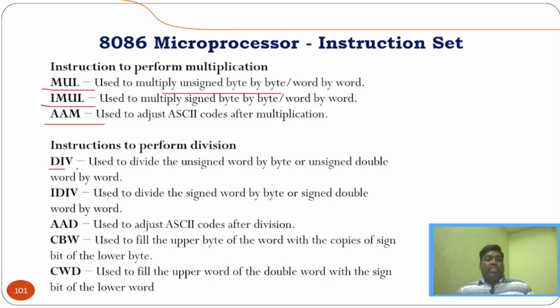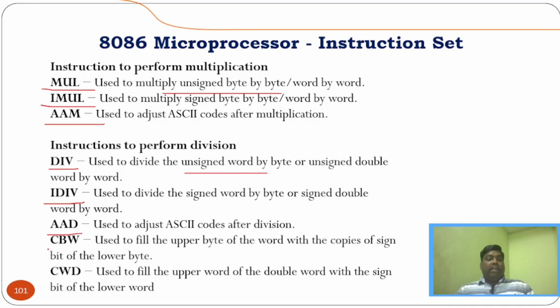Similarly, for division, DIV is nothing but normal division of unsigned words, right? And IDIV is nothing but normal division of signed words or bytes. And AAD is nothing but it will adjust the result, right? The lower nibble will be converted to the BCD form, the same as the other instructions, right?